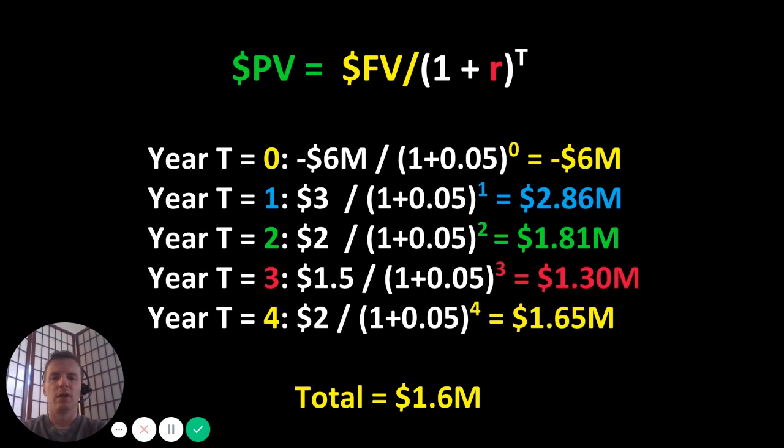So if we add up everything that we get on the right-hand side of the equation, that minus $6 million that we experience today, the $2.86 million in profits that we experience 1 year from now, and then $1.81 million 2 years from now, $1.3 million 3 years from now, and then $1.65 million 4 years from now, if we add it all up, we get a total of $1.6 million.